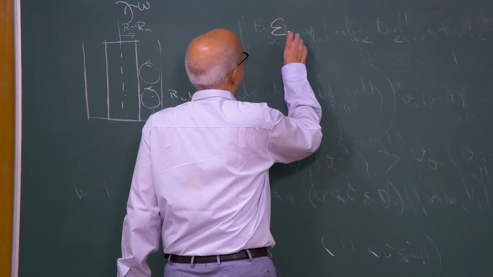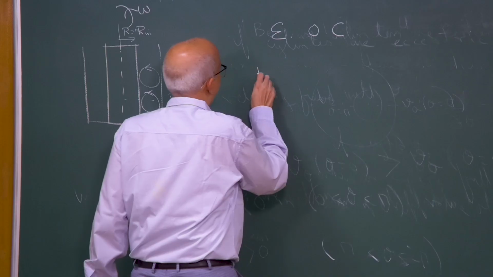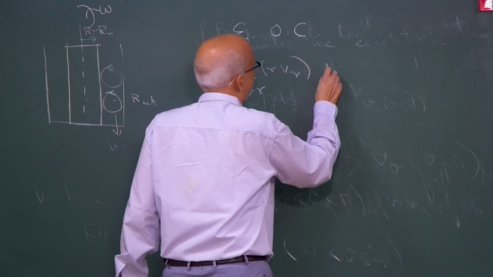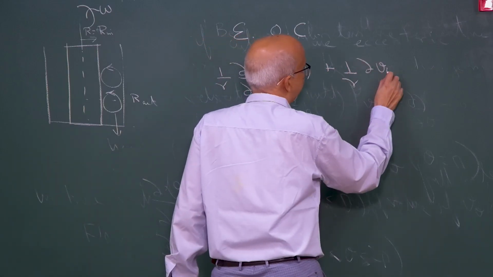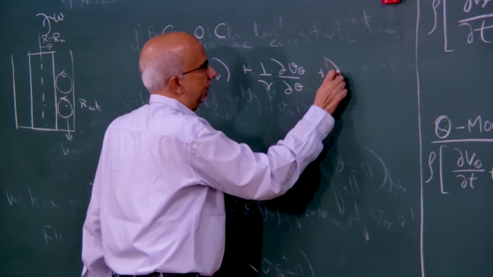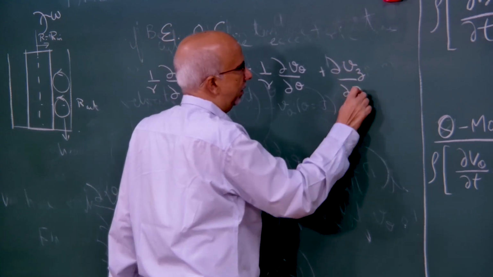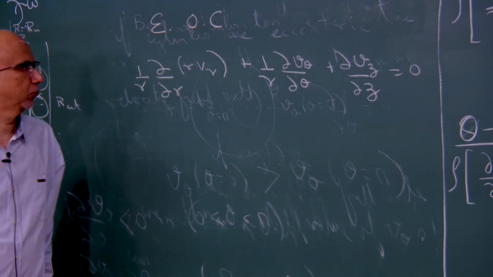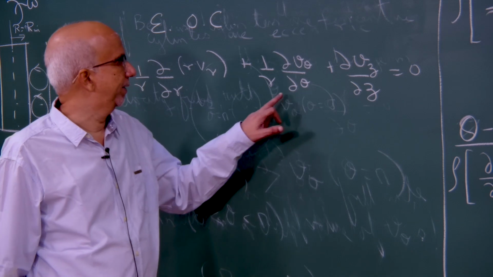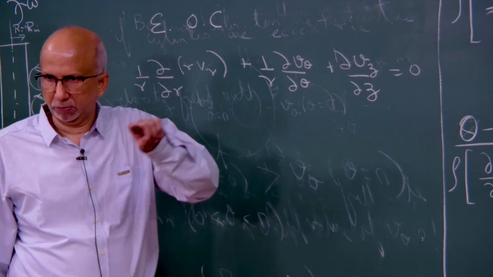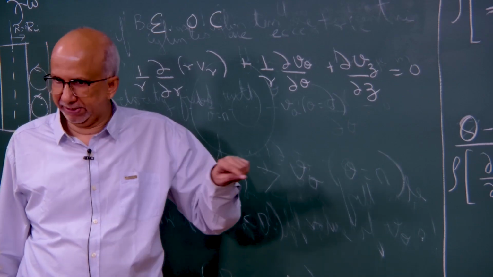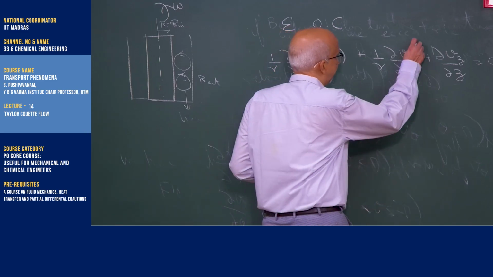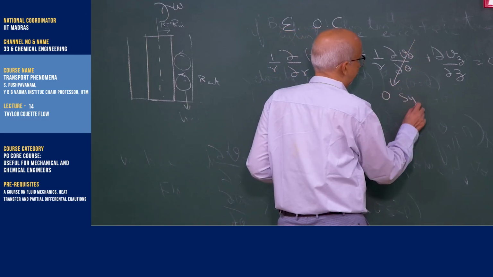So the equation of continuity is 1 by r d by dr of r v_r, plus 1 by r dv theta by d theta, plus dv_z by dz, equals 0. Because of theta symmetry, v theta is not 0, but v theta is not changing with theta, as long as your cylinders are concentric. So this term becomes 0 because of symmetry.